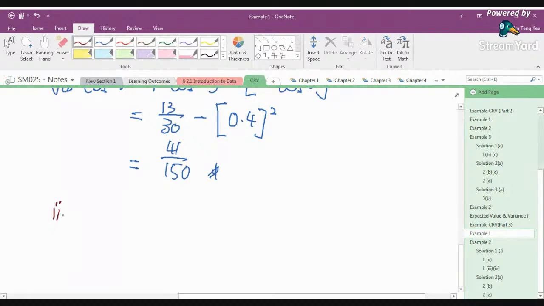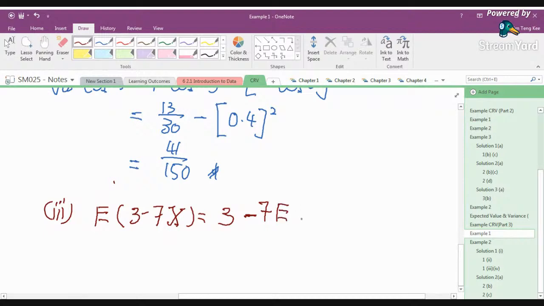Then part 3, we would like to find out the expected value of 3 minus 7x. So how do we get this answer? By properties, just now we saw the constant we can extract out. The coefficient for the x inside, we can factorize out from the EX. This is what happened. Have a quick look.